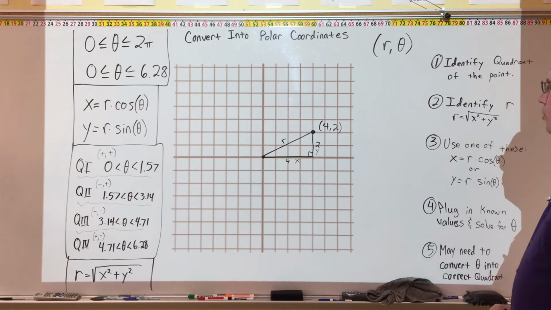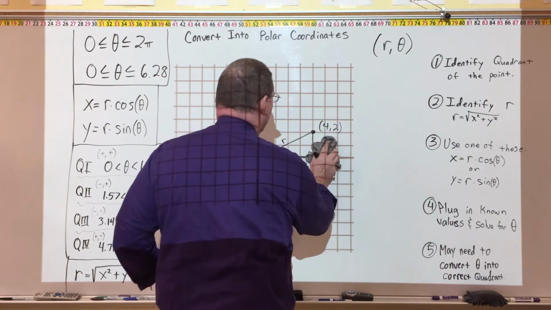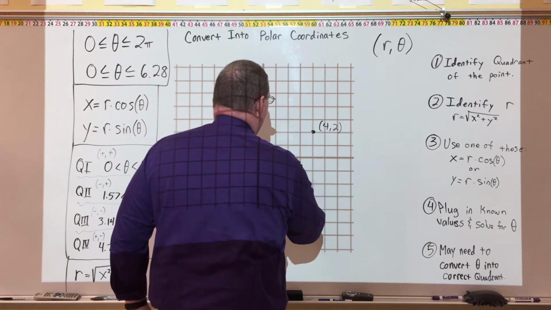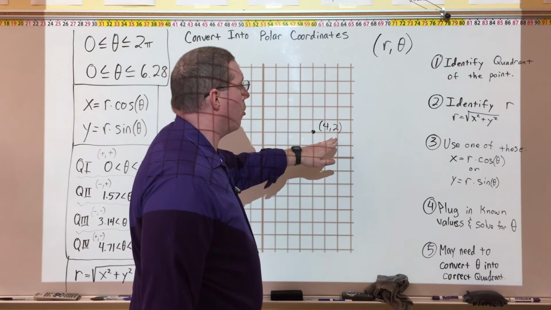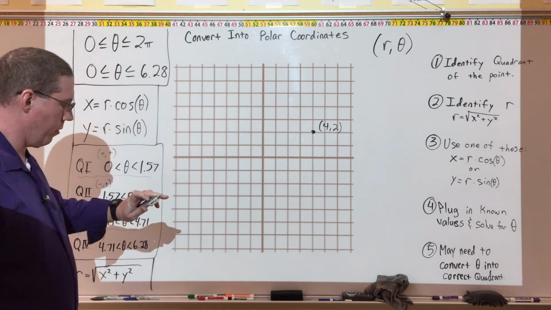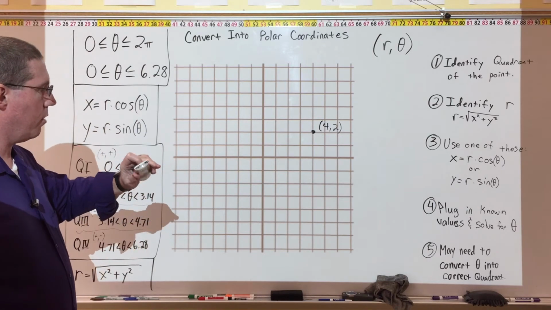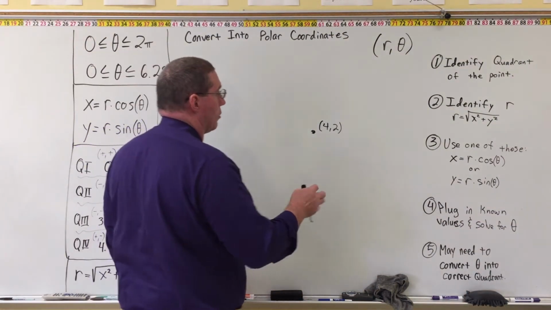All right. Okay, so let's say we have this point (4, 2). This is our x and our y, and we want to convert them into polar coordinates. Step 1 is identify the quadrant of the point.